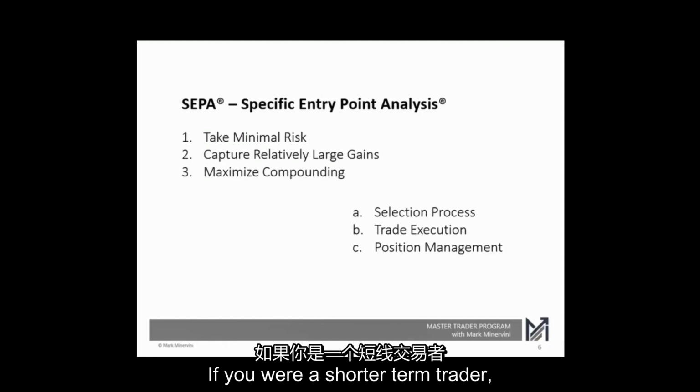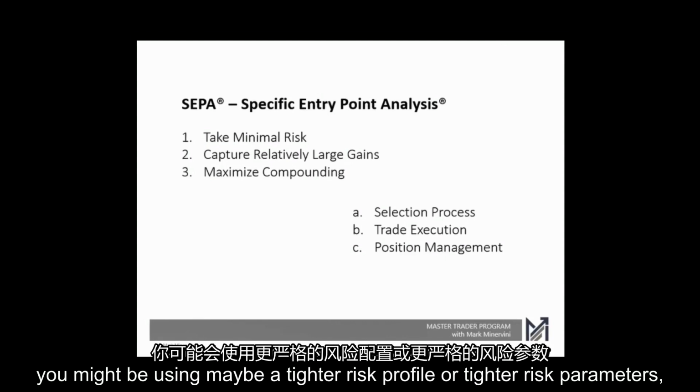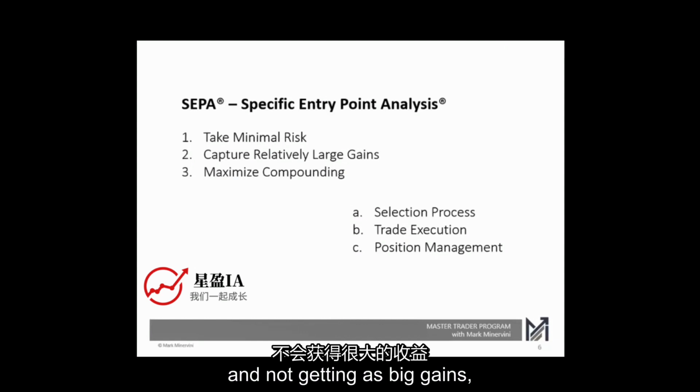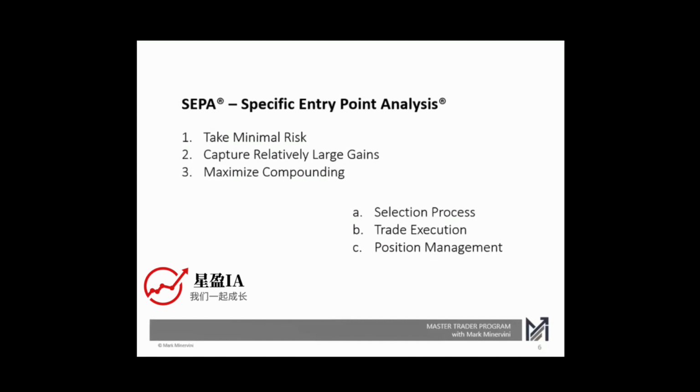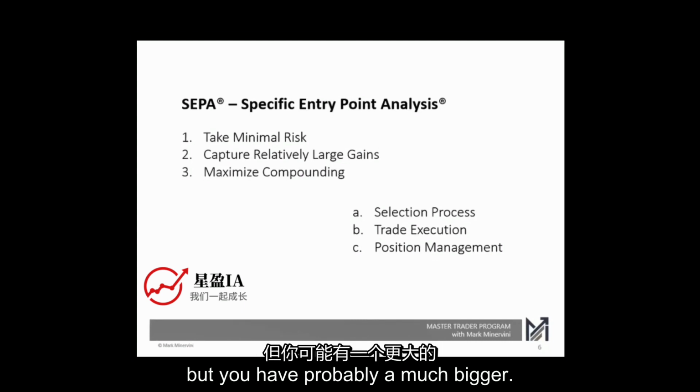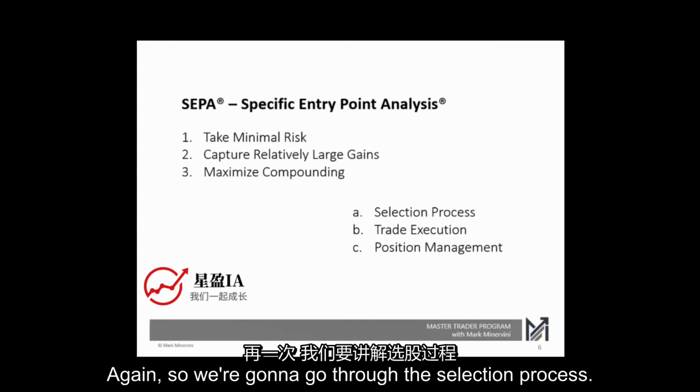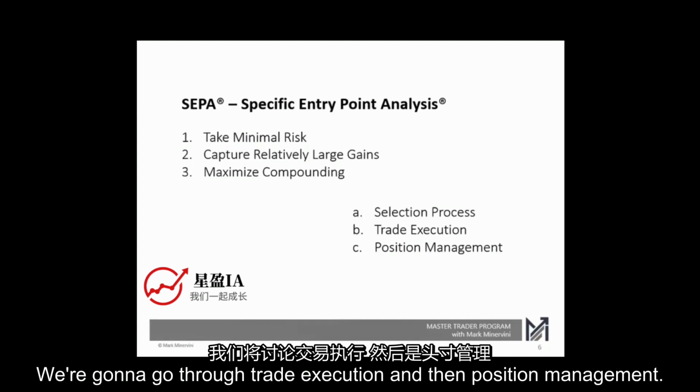If you were a shorter term trader, you'd have a smaller edge. You might be using maybe a tighter risk profile or tighter risk parameters and not getting as big gains, but you're turning that edge over more often. And of course, if you're a longer term investor, you wouldn't turn it over as much, but you'd have probably a much bigger gain. So we're going to go through the selection process. We're going to go through trade execution, and then of course, position management.